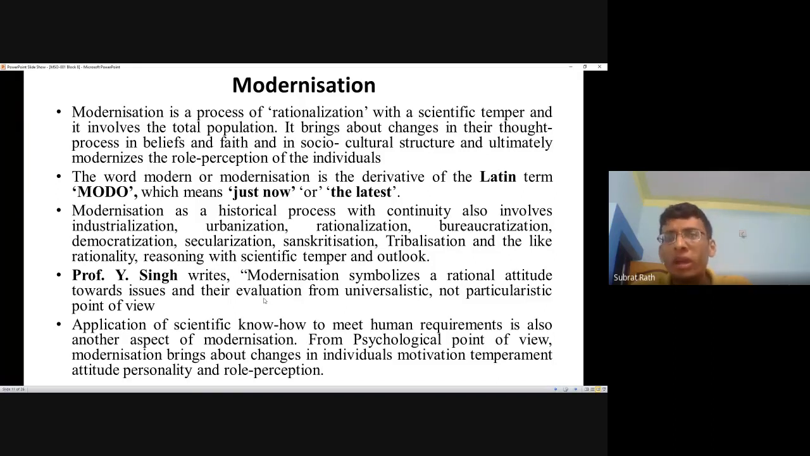From a psychological point of view, modernization brings about changes in individuals' motivation, temperament, attitude, personality, and role perception. For example, because of modernization, we have now changed. Earlier, when I used to be in a university before this pandemic, my students, instead of saying good morning sir or hi sir, used to say pranam. But now you are not greeting, you are attending classes without any greeting. Sometimes you may say hi sir, how are you? Or you may say bye sir.